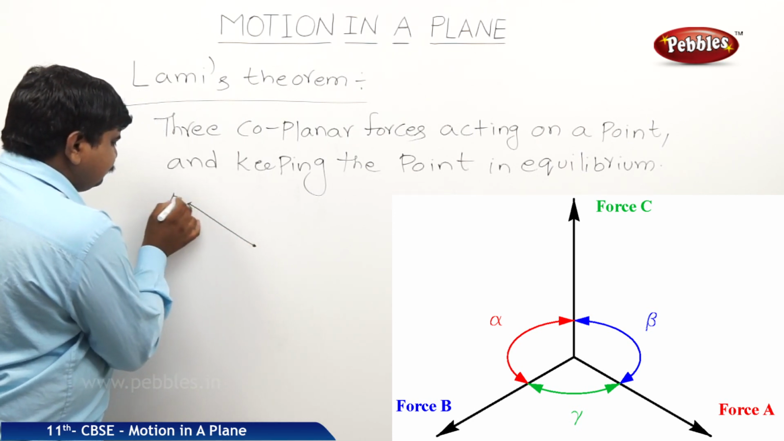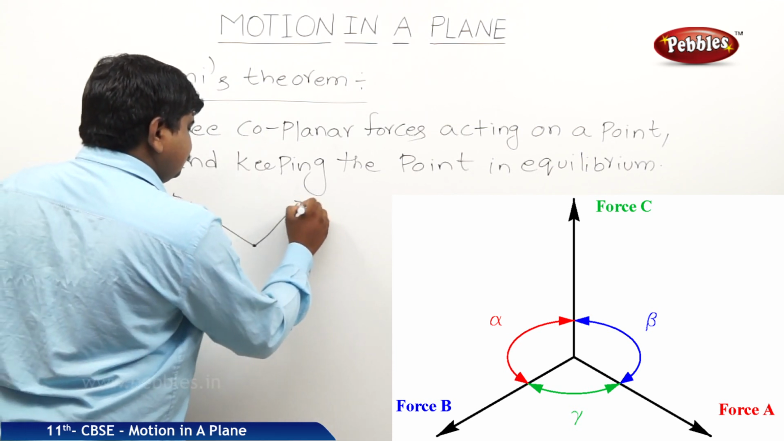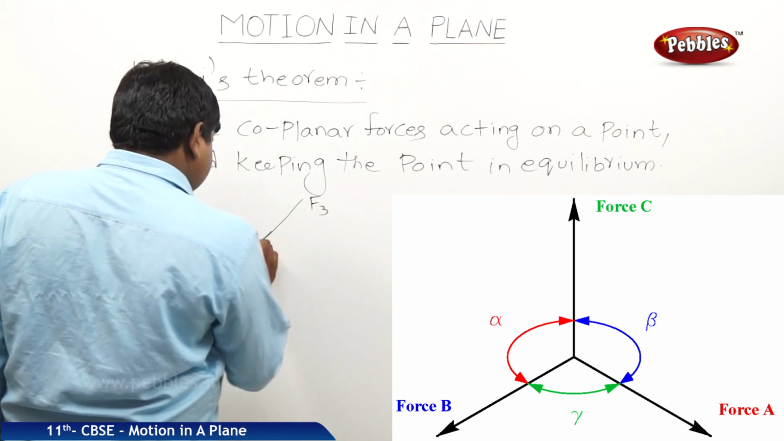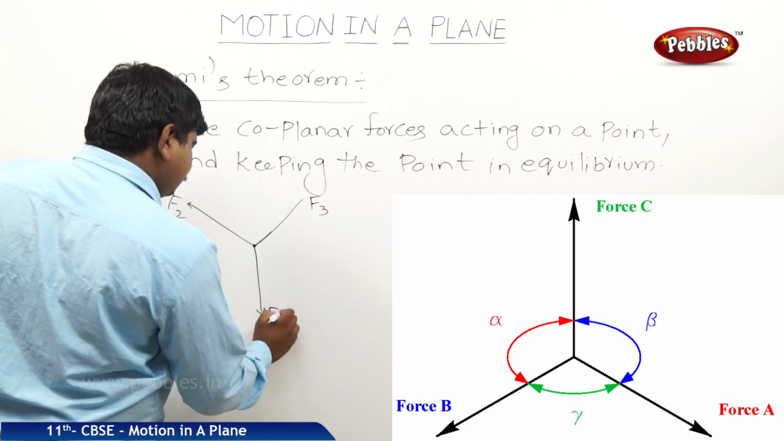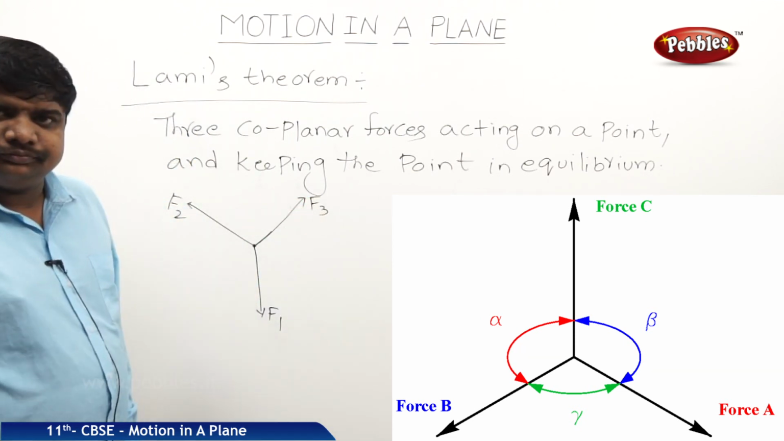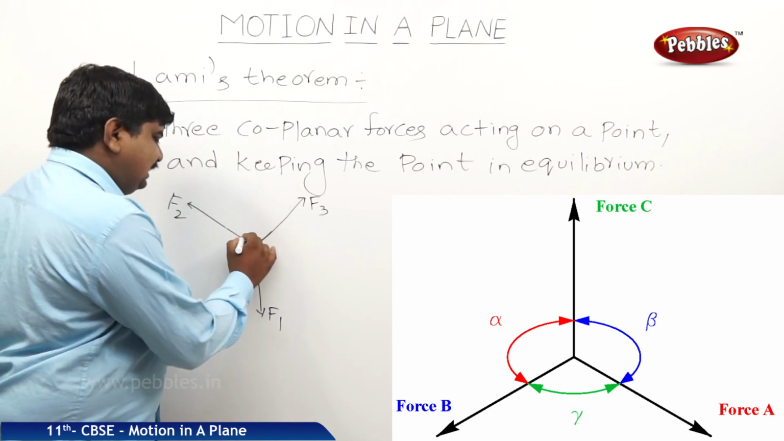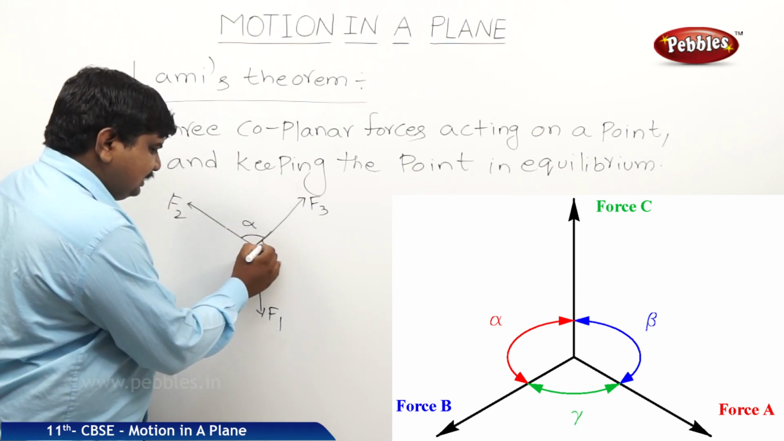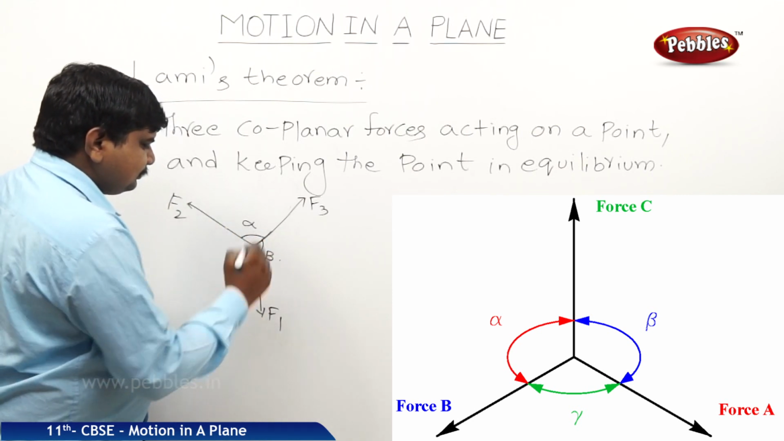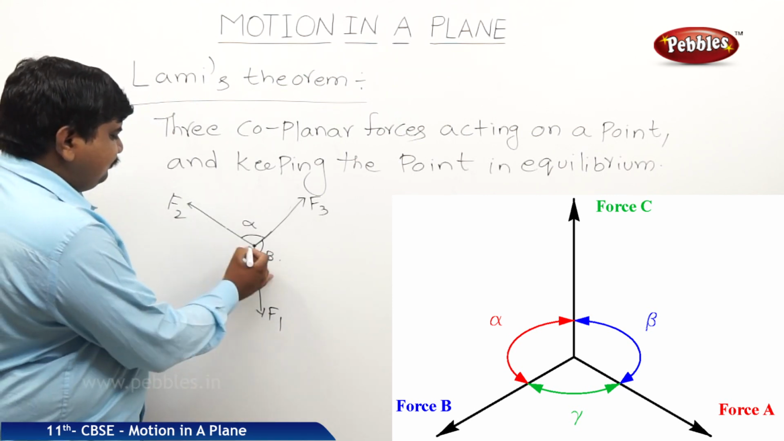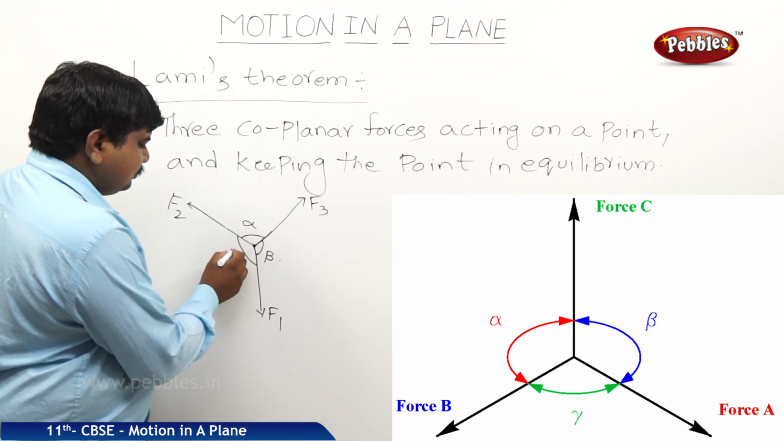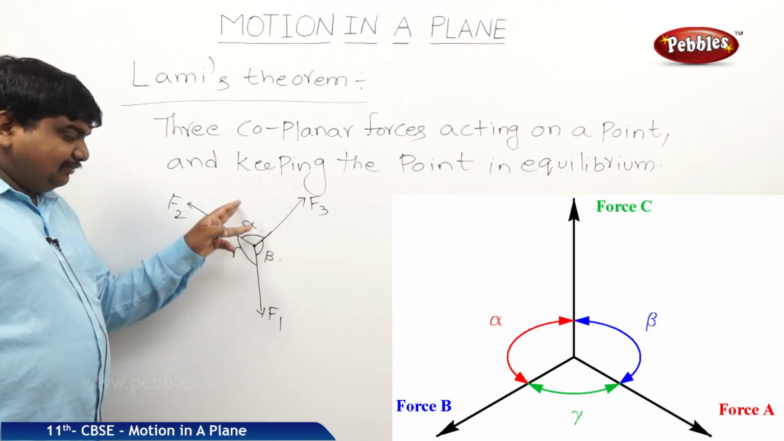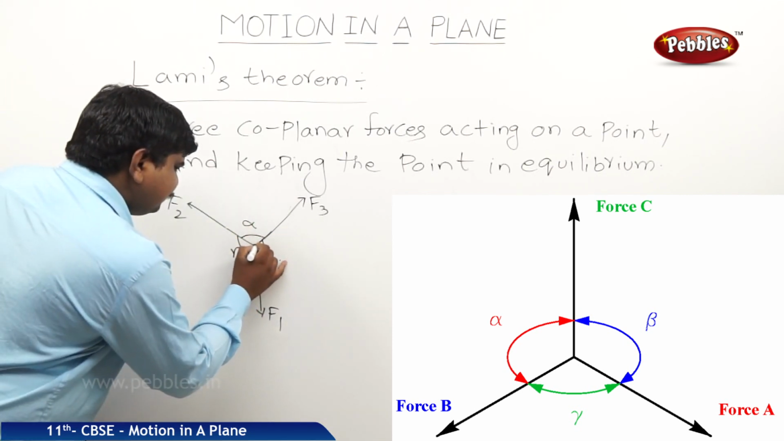This is F2, this is F3, this is F1. The angle between F2 and F3 is alpha. The angle between F3 and F1 is beta. The angle between F1 and F2 is gamma. So these three forces acting at different angles but keeping the point in equilibrium.